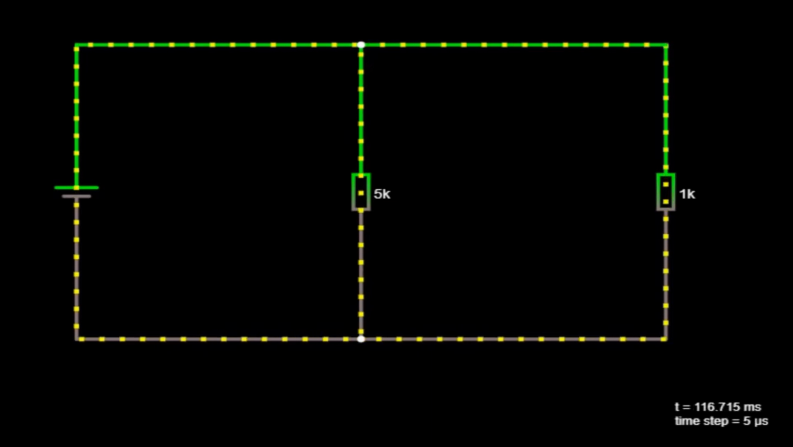In this example, it can be seen that the rate of flow of charge through the 5K resistor is 1/6 the speed of the source, and the rate of flow through the 1K resistor is 5/6 the speed of the source.